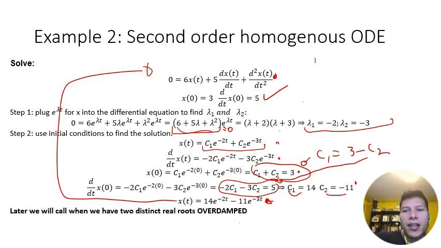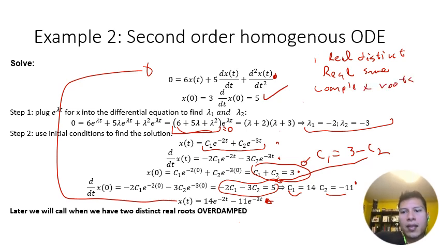Now, for second order, remember that whenever you have second order roots, you can have 4 cases. You can have roots that are either real, distinct. You can have real, same, so you can have repeated roots. And then you can have complex roots. And then you could also have imaginary roots.